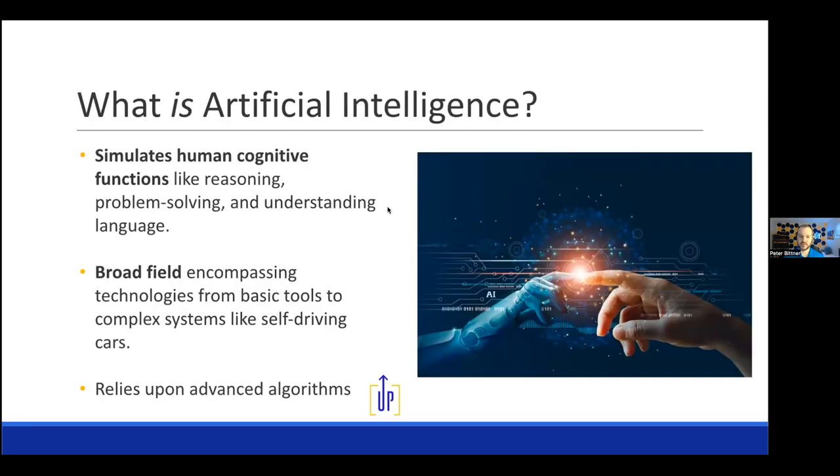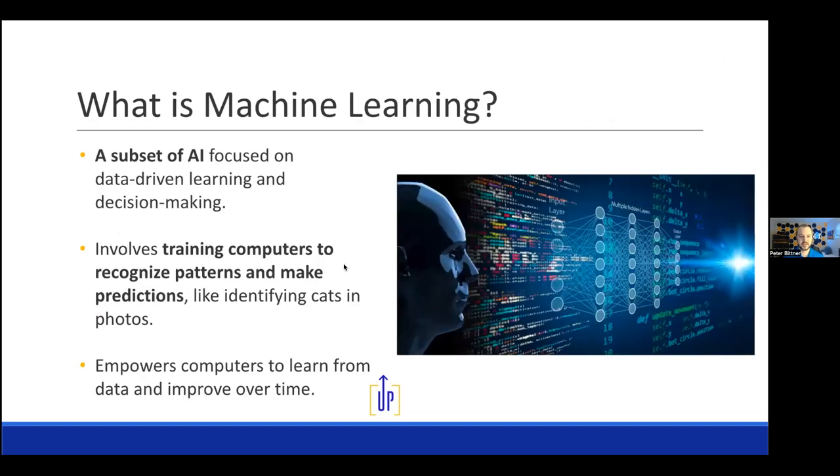We're going to talk more about this, but I just want to also talk about a few of the terms that we should all get on the same page with really quick. What is AI? It simulates human cognitive functions. Fairly broad. That could be anything from a self-driving car to ChatGPT. What we're really more focused on here is machine learning, which is a further subset of AI involving training computers to recognize patterns and make predictions.